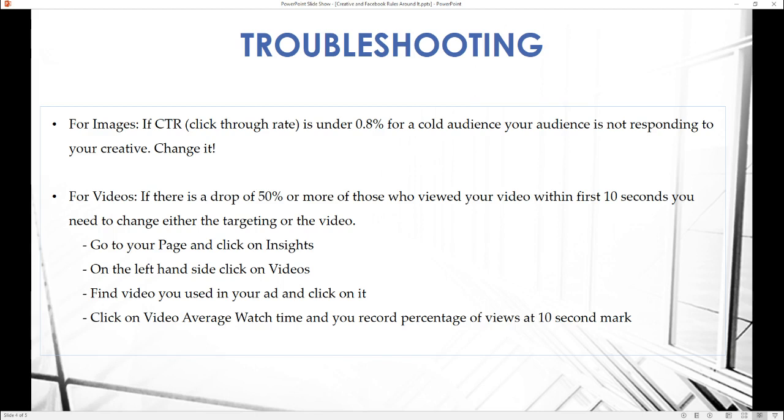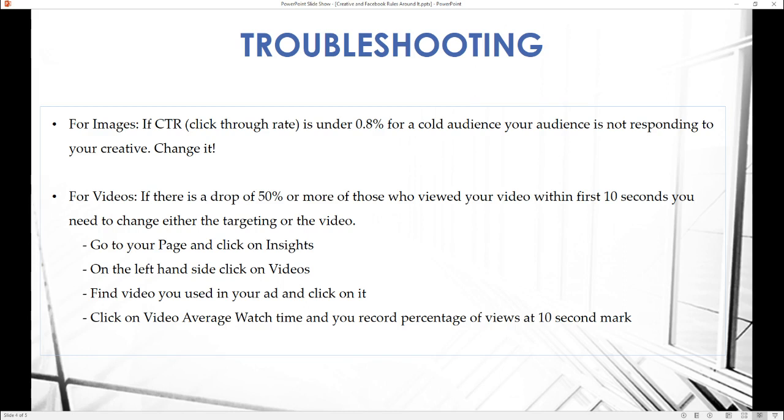Okay, so for videos, if there is a drop of 50% or more of those who viewed your video within the first 10 seconds, you need to change either the targeting or the video. And here I included how you can go about seeing those stats. So feel free to post your question on our Facebook page if the instructions don't make sense.